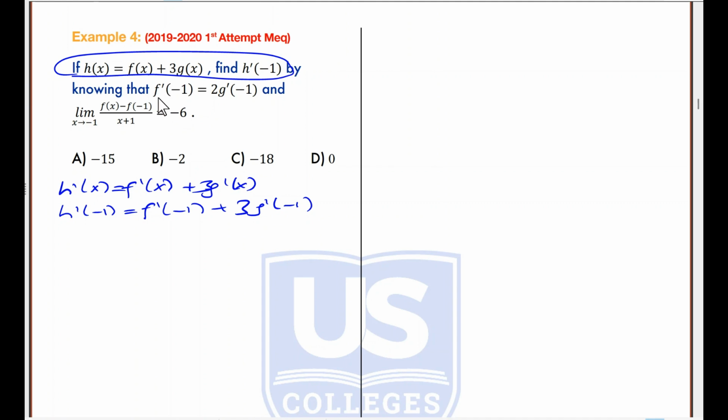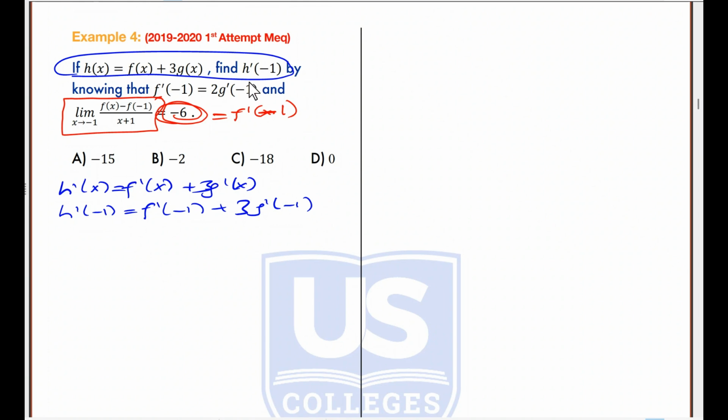So what does that mean? You should know what this means, then you can answer the question. This is the last limit form that we studied. This gives me the derivative of the function at what? At negative 1. The value is given. So this limit form means find the derivative at x equals negative 1. So this one is equal to negative 6, which gives me f prime of negative 1.